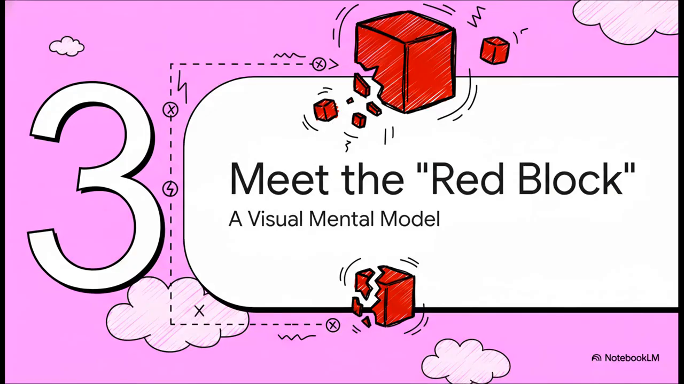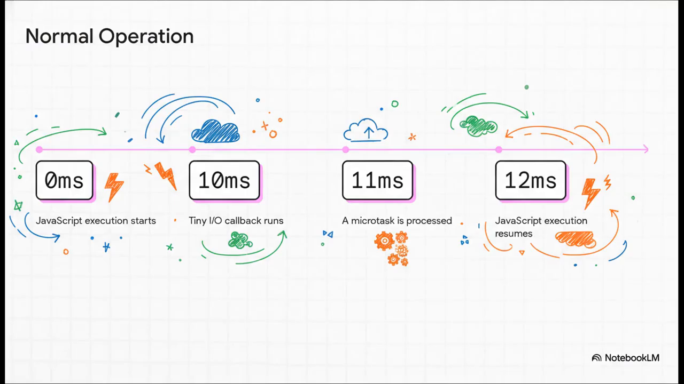To really get our heads around this, we need a picture. So let's introduce a concept that makes this invisible problem really tangible. We'll call it the red block. Okay, so in a healthy Node.js app, the timeline is a busy place, right? Your code is running, it's getting interrupted by I/O events, network responses, little tasks are firing off. The event loop is just spinning away. Things are moving. This is what normal looks like.